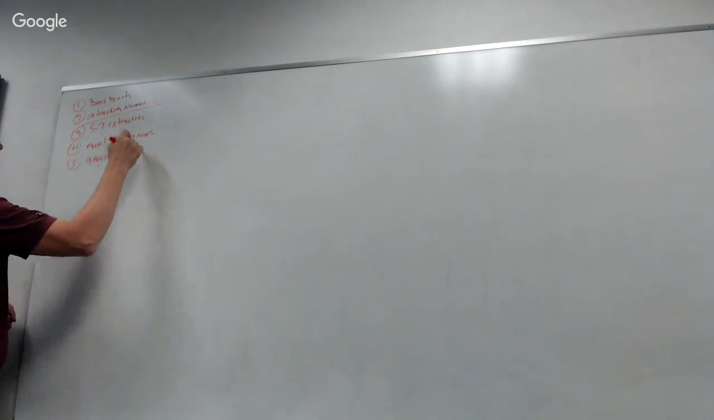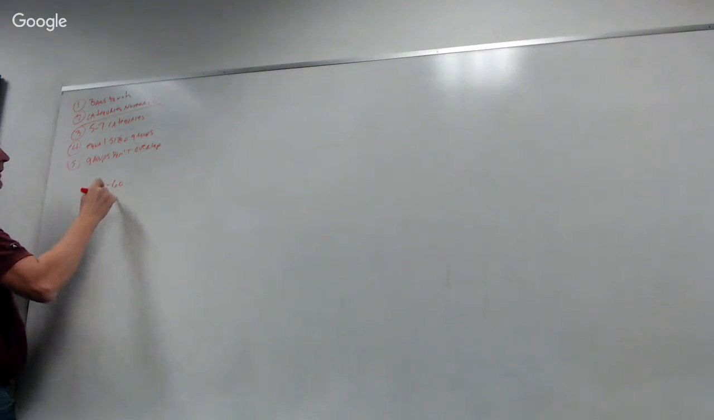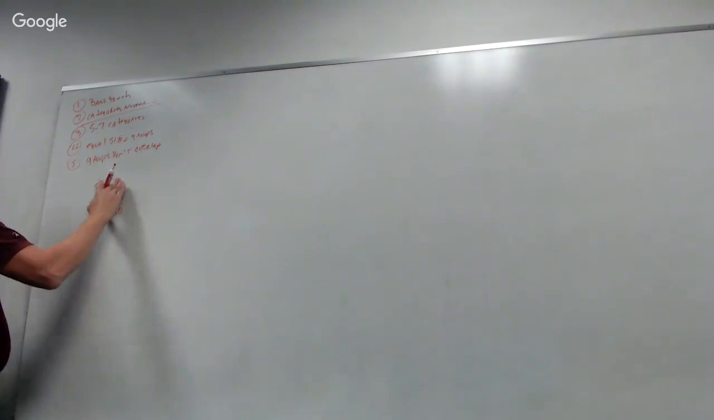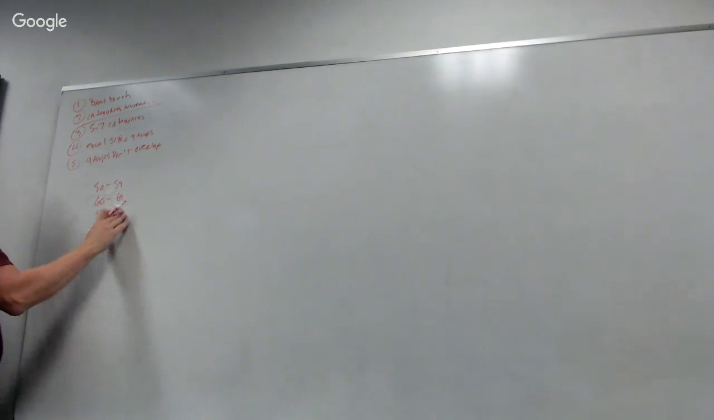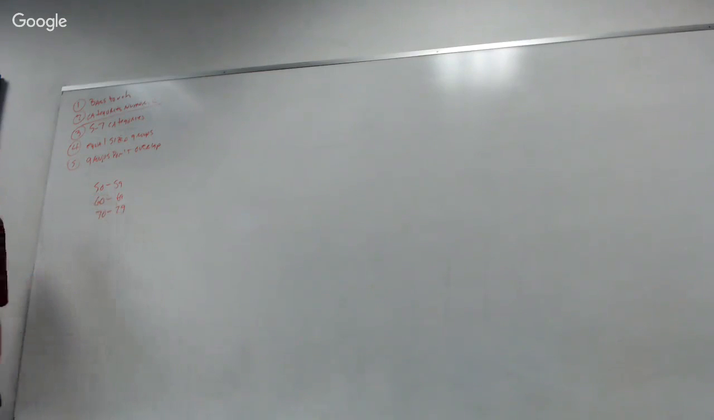The groups don't overlap. Okay. So that's a big one. So you don't want to go 50 to 60, 60 to 70, 70 to 80, because what happens to 60? Which group does it go in? It's hard to tell, right? Okay. So if you're going to do something like this, why don't you go 50 to 59, 60 to 69, 70 to 79. Okay. So make sure they don't overlap. Okay.